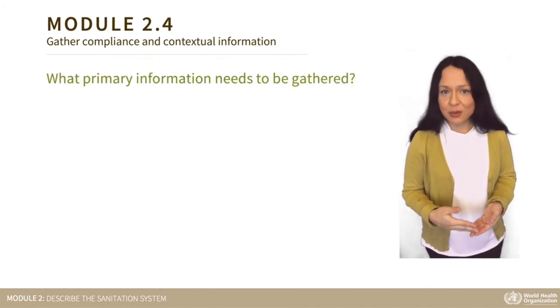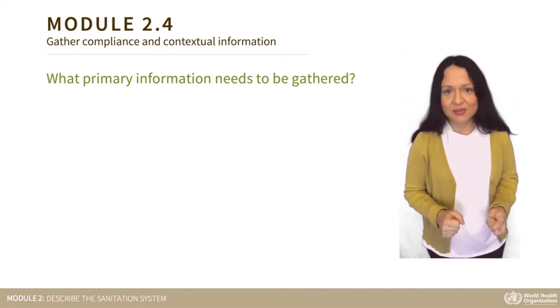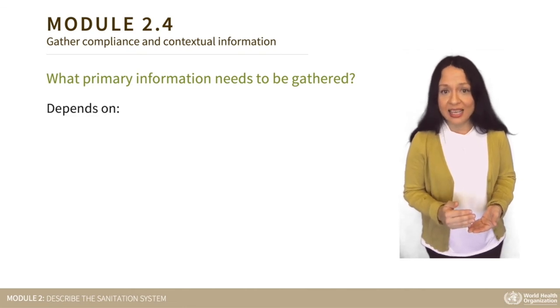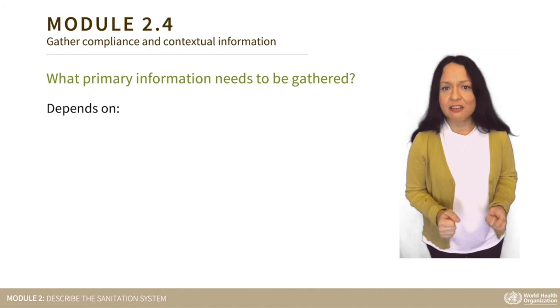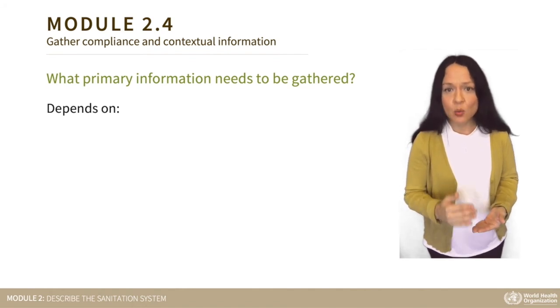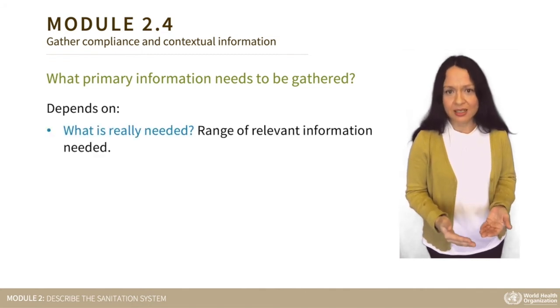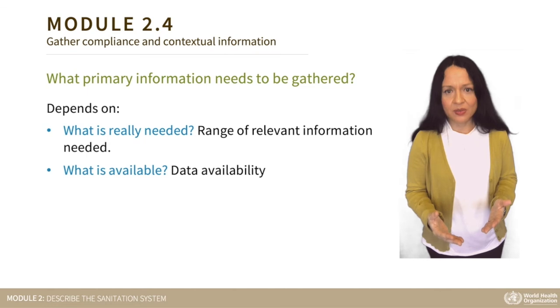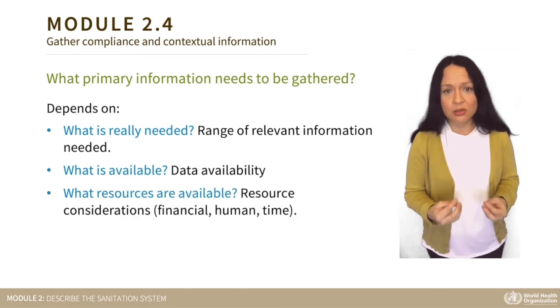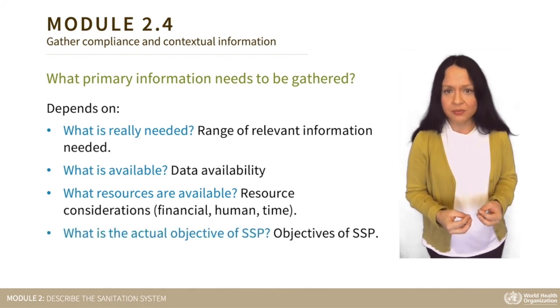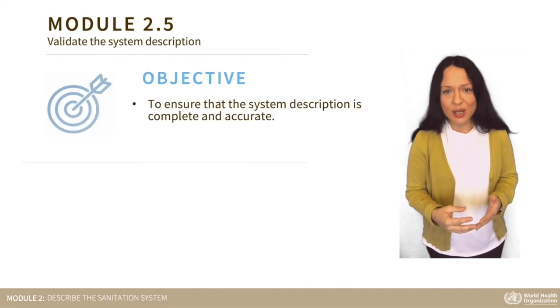You will find that in some cases, information is not available. So the steering committee should consider if primary information needs to be gathered. In all cases, the information that the SSP team will have to produce will depend on what type of information is really needed, what data is available, what resources are available to collect new data, and what is the actual objective of SSP.